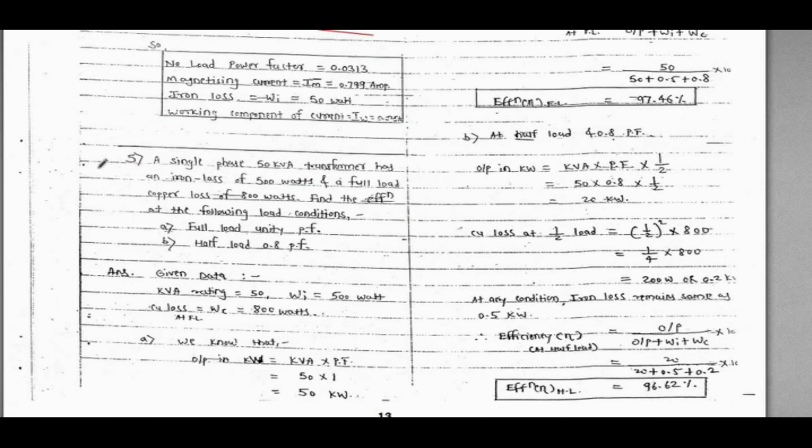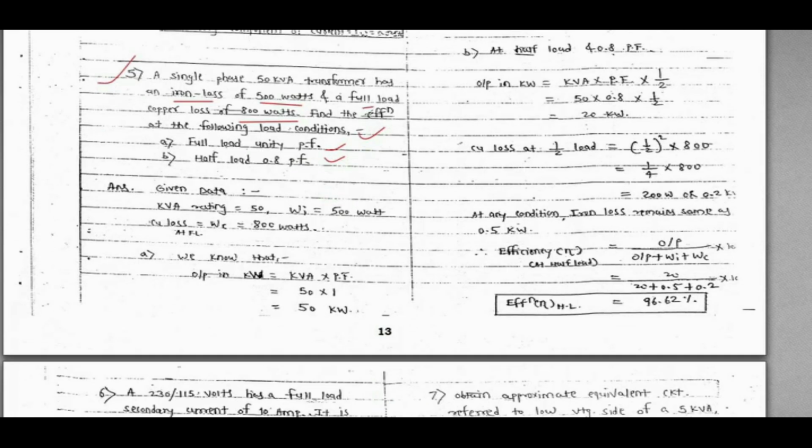Next example: a single phase 50 kVA transformer has an iron loss of 500 watt and a full load copper loss of 800 watt. Then find out the efficiency at the following load conditions. First, you need to calculate efficiency at full load at unity power factor, and at half load at 0.8 power factor. First of all, write down the given data.